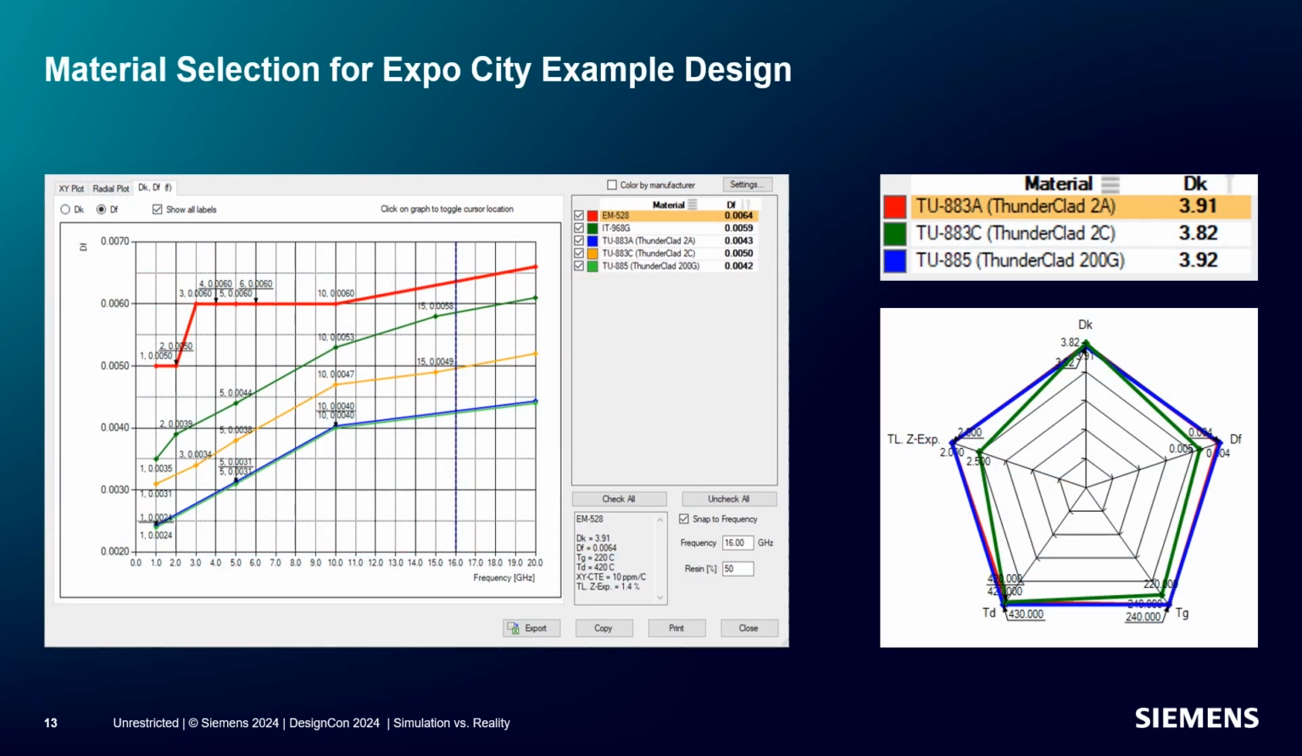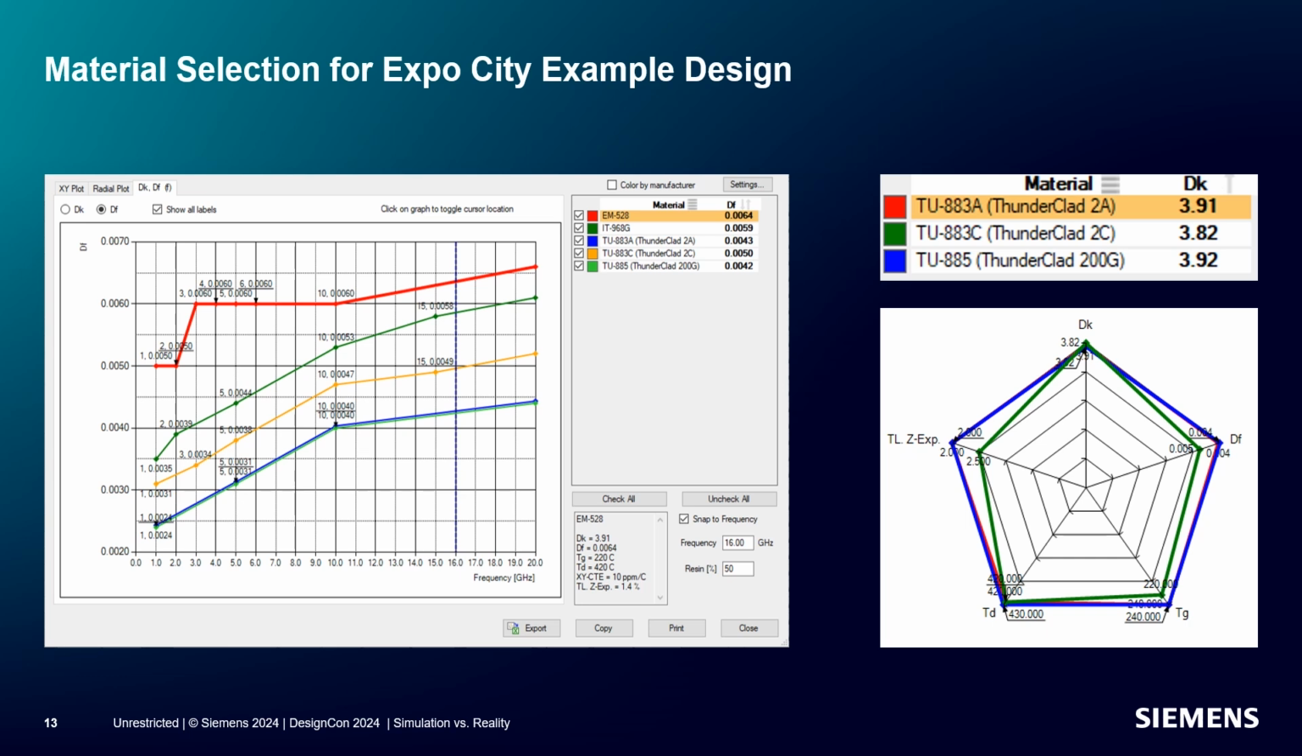With zPlanner Enterprise, we can isolate and examine their properties. Here we are seeing a plot of their DF values as a function of frequency. This plot involves 5 different materials. We can look at this and quickly discard at this point other potential materials just based on their initial performance within the software here. Here we are discarding EM528 and IT968G.